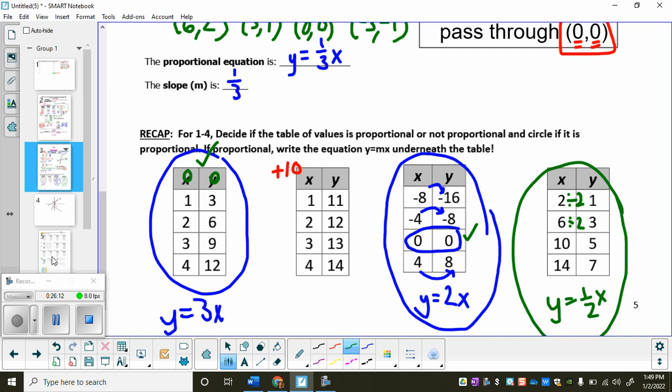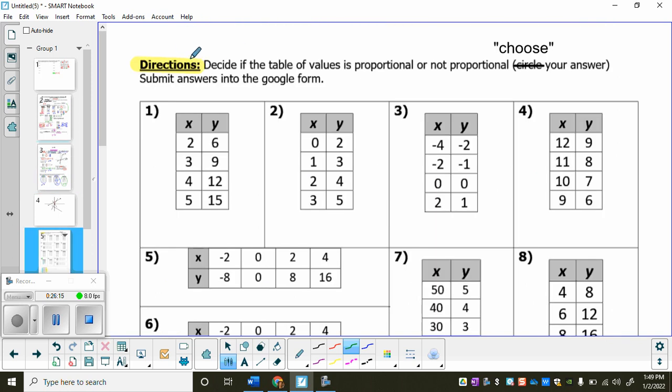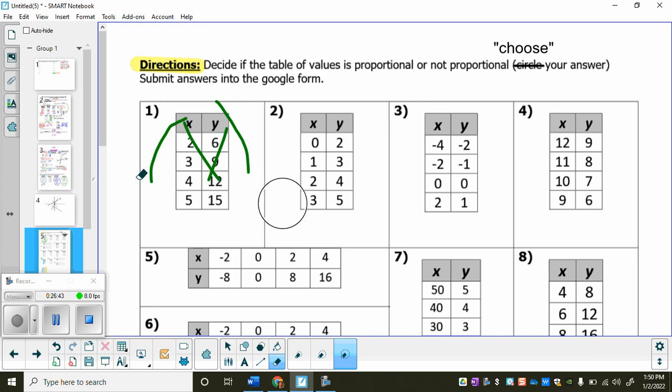So that's what you're going to be doing on the next page. You're basically going to be deciding for yourself if the table of values is proportional or not proportional. And see how it says circle your answer? I meant to say circle it like if it is proportional, like what we just did. But you can just choose like proportional or not proportional by writing like either a P or an NP, just whichever you prefer. Like if it's proportional, you can write P, and if it's not, you can write NP. You could circle it if you think it's proportional, and then like cross it out if you think it's not. That's all. It doesn't matter to me. In the Google form, you're just going to choose like, is it proportional or not proportional?